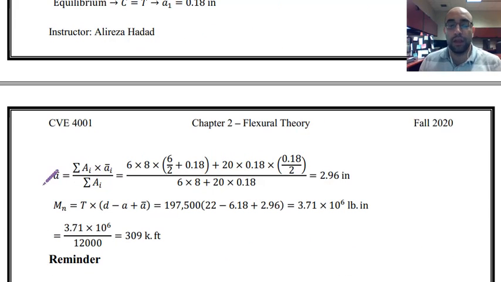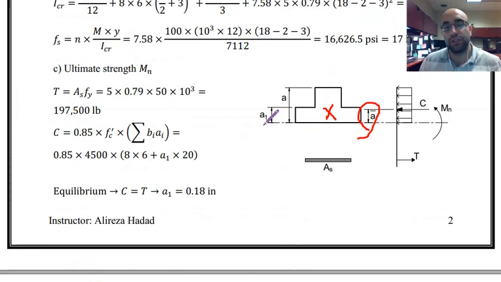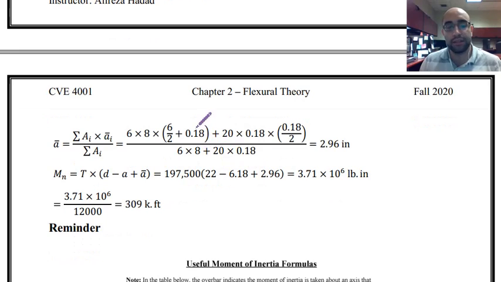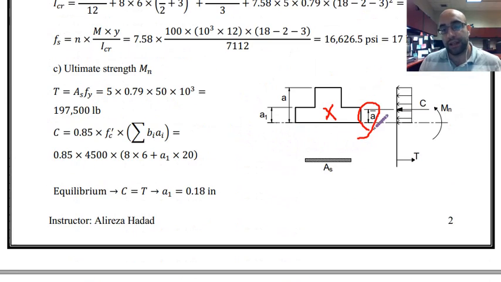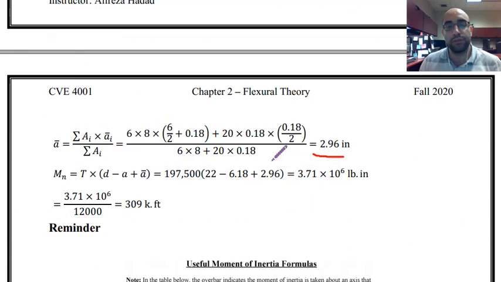The equation for finding A bar is the same, just considering different areas and then multiplying them by the centroid of them to the origin line, which is this bottom line over here, and then dividing them by summation of areas. If you do that, you can see A bar is 2.96 inches. That is the distance from centroid of the whole compression block from this line over here. And now that I know this distance, I can simply add this to this distance and find the distance between the tension and compression force.